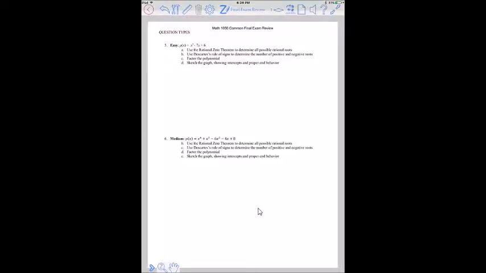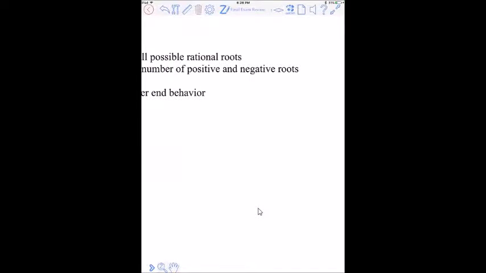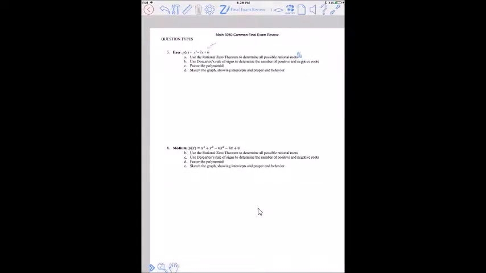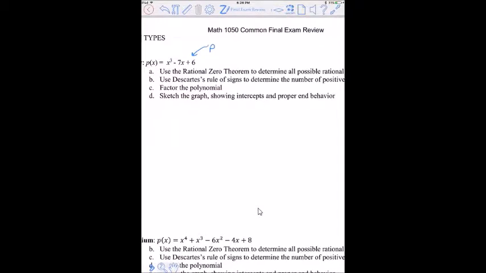Okay, question 5. This comes from chapter 3, section 3.4 and 3.5. Part A, we need to use the rational zero theorem. If you don't remember, that's the P and the Q. So for part A, factors of 6, remember those are P, and factors of the leading coefficient, that's Q.